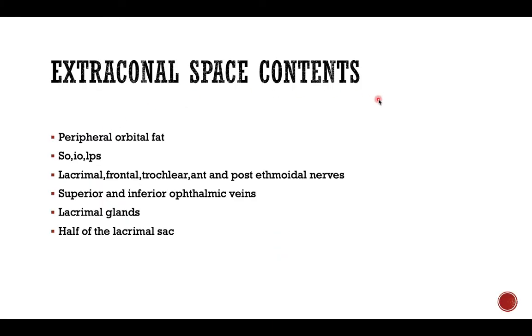So what are the normal contents of the space? We have peripheral orbital fat, superior oblique, inferior oblique and the levator palpebrae superioris muscle. Nerves that are present are lacrimal, frontal, trochlear and both anterior and posterior ethmoidal. Veins: superior and inferior ophthalmic veins. The lacrimal gland and half of the lacrimal sac are present in this space.